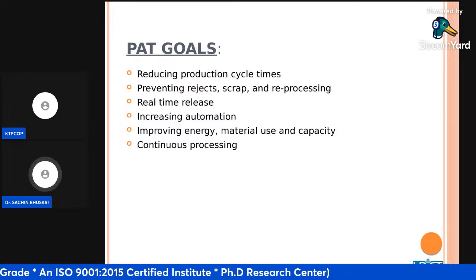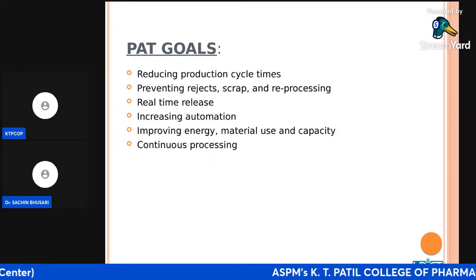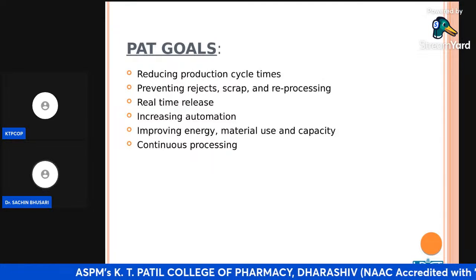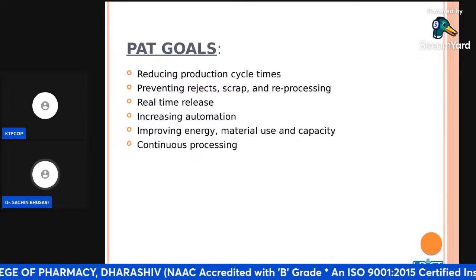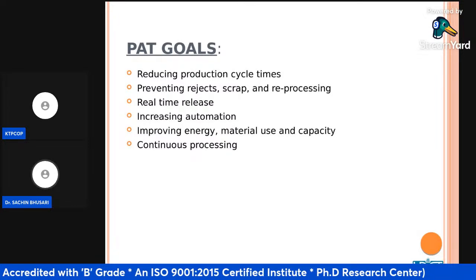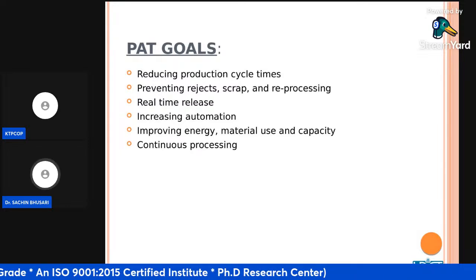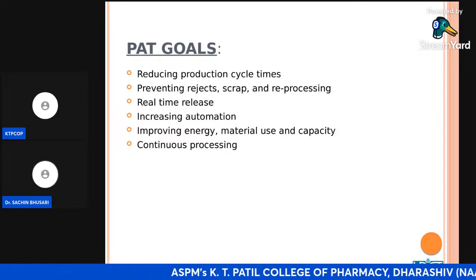Up till now we were into what is PAT, who launched PAT, what is the historical perspective, how it got introduced into the regulatory domain of pharmaceuticals. Now it becomes necessary to understand what are the goals of PAT. Why PAT? Why go for it? If you read this slide, you can understand. Basically, it reduces the production cycle times. So the goal of PAT was to reduce the production cycle time.